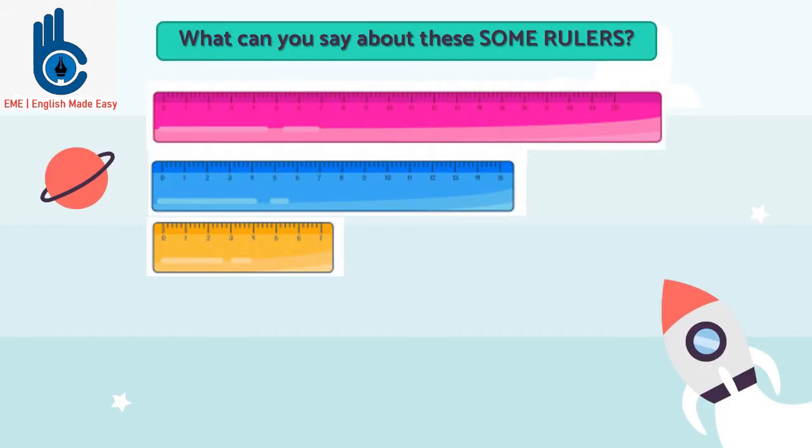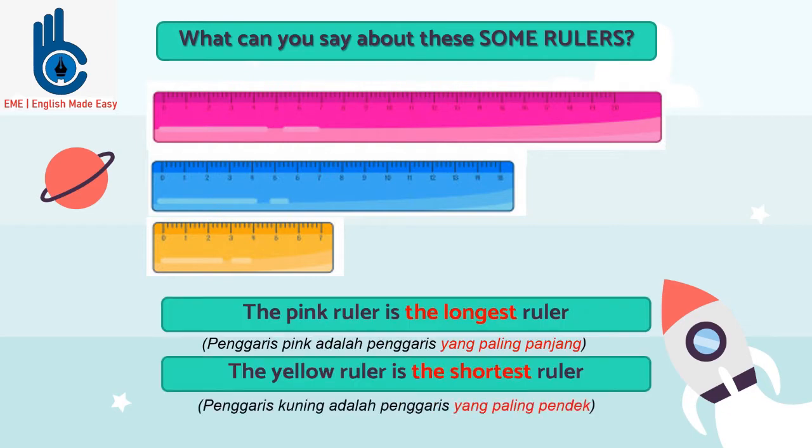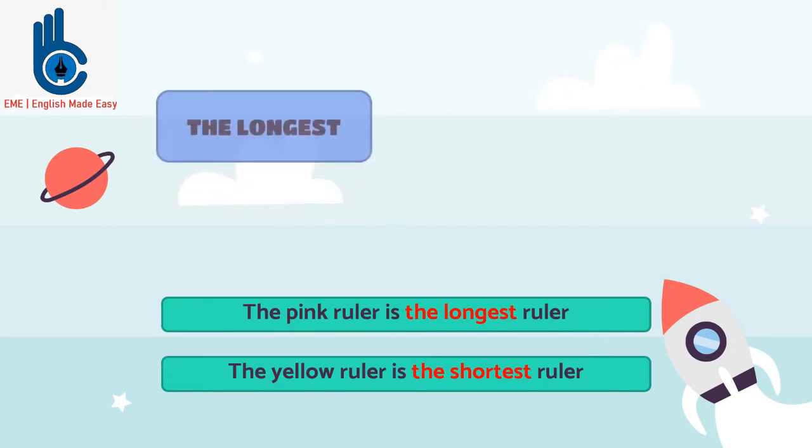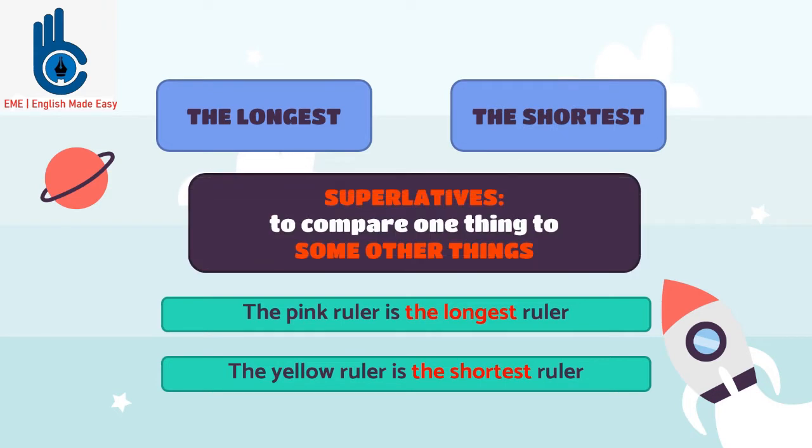What can you say about the three rulers? The pink ruler is the longest ruler. Or, the yellow ruler is the shortest ruler. The longest and the shortest, they are the examples of superlatives. They are used to compare one thing to some other things. Untuk membandingkan satu benda dengan beberapa benda yang lain.